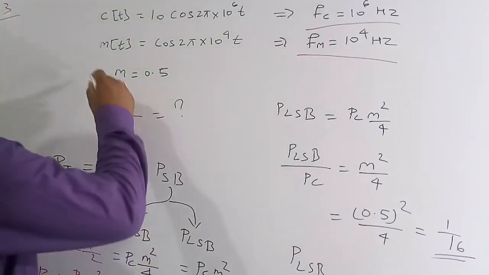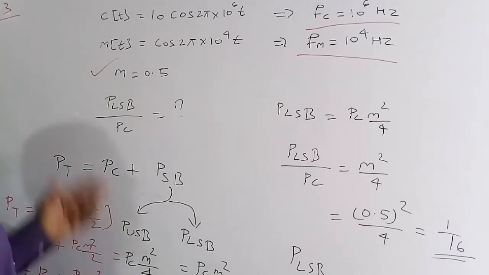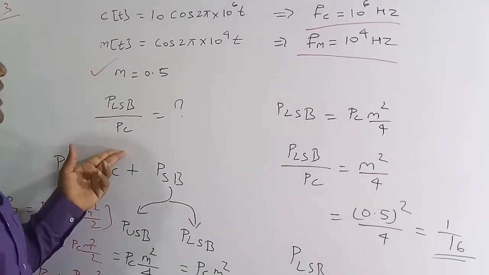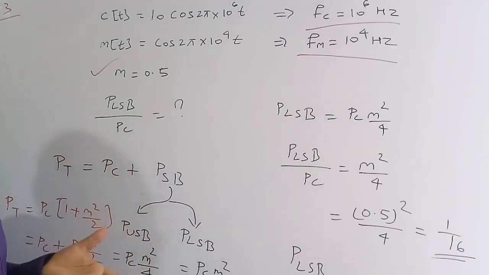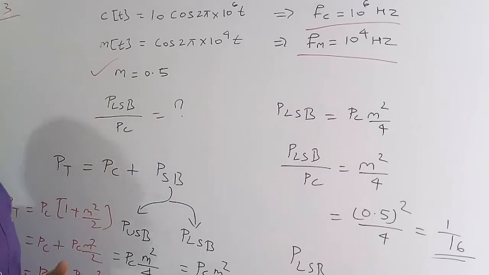Here in the question they also gave the modulation index, which is 0.5. We have to find the ratio of the lower sideband power to PC. PC is nothing but the carrier power, meaning the power present in the carrier signal. So this ratio we need to figure out.